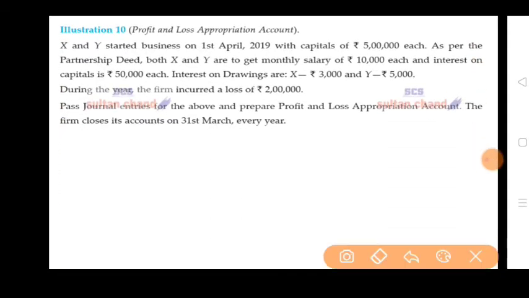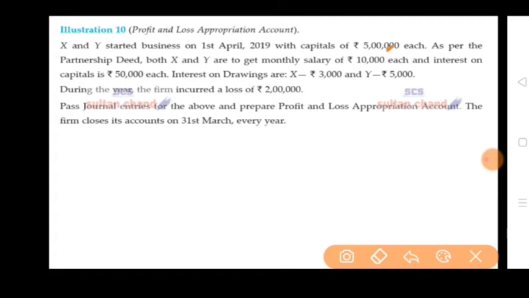X and Y started business on 1st April 2019 with capital of 5 lakh each. So X and Y's capital is 5 lakh each, and the capital will be 10 lakh in total. As per the partnership deed, both X and Y are to get a monthly salary of 10,000. So this 10,000 will be converted on a yearly basis, so it will be 1,20,000 for each.